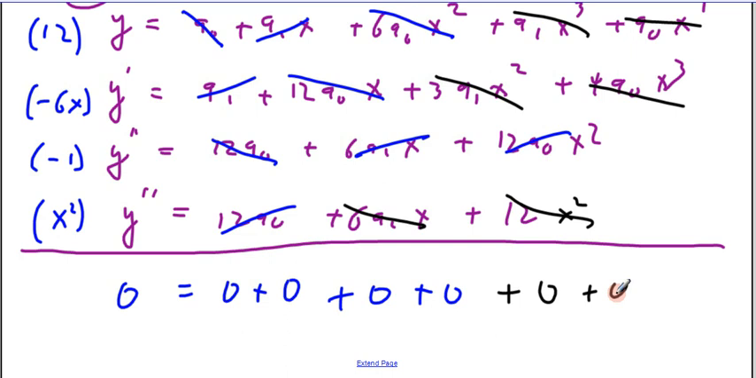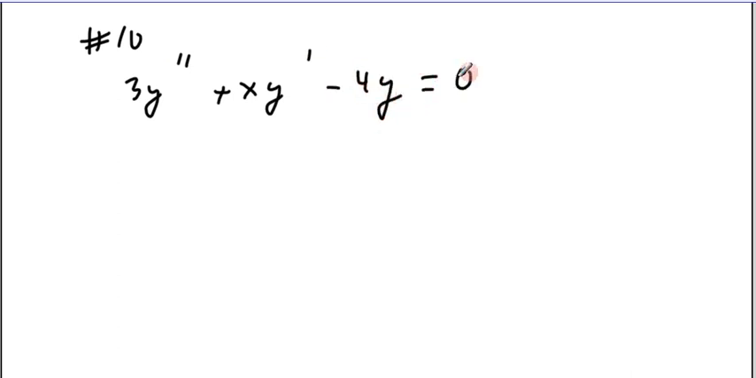All right, looking at number 10. 3y double prime plus xy prime minus 4y is equal to 0. So anyway, the last problem shows that I could have a finite series expansion solving these things too. I look at my equation and I say x0 is an ordinary point again, so I'm happy about that.